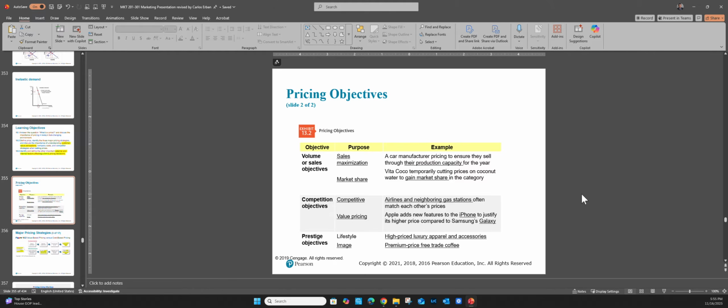Then we have different types of pricing objectives. So usually those that are trying to go at a very low price are on a price maximization, right? So you're trying to gain a lot of market share. Okay, maybe you're a new product that wants to gain a lot of the market before your competitors.